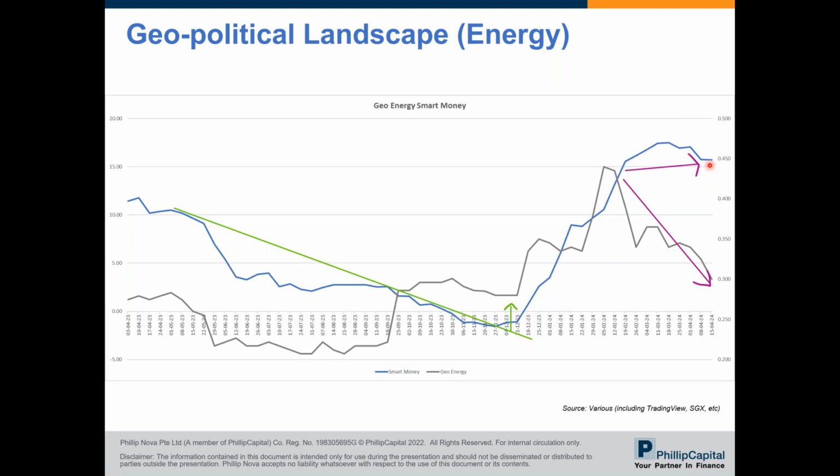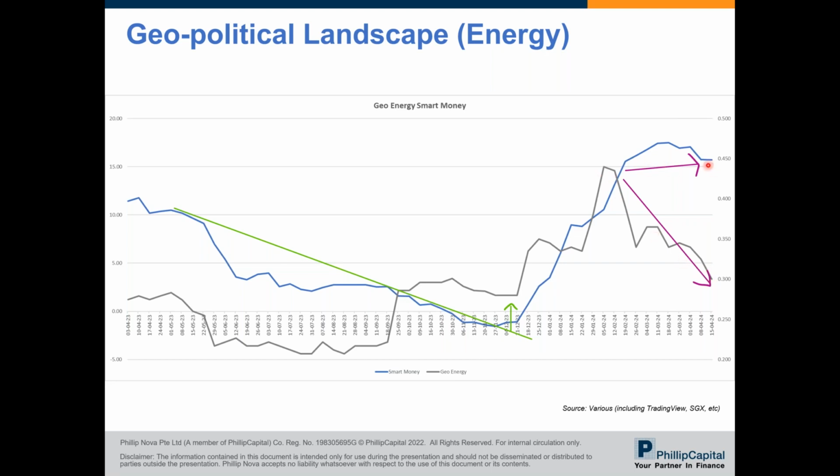So if the price of crude oil or natural gas is high, certain economies or countries may have no choice but to fall back on using more coal to supplement their energy supply. From December last year onwards, we see that the smart money has been buying. The price of Geoenergy shot up from below 30 cents to a high close to 45 cents. Of course, it has since corrected back down to 30 cents.